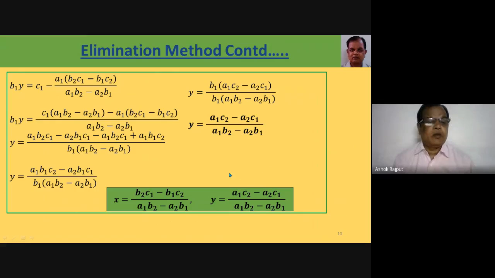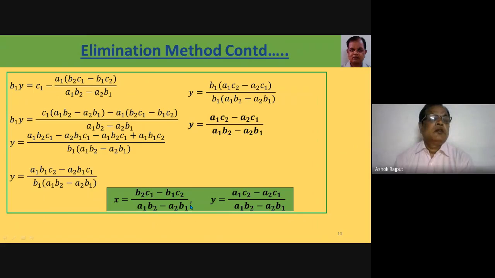By this method, the elimination method, we have found the value of x and y. So you can solve the equation and find the value of x and y. It is the elimination method. Now we are going to the next.